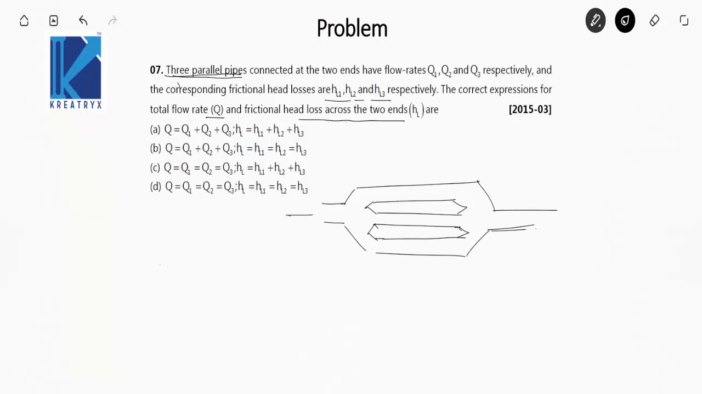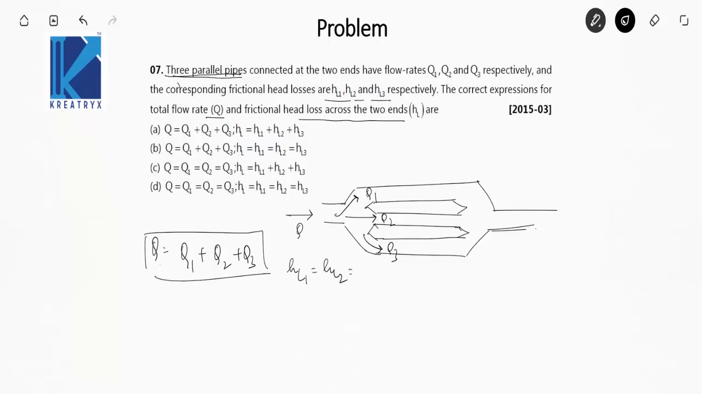So this is Q, this will be Q1, the flow rate going here will be Q2 in the second pipe, and in the third pipe it will be Q3. From the figure it is clearly shown that Q is equal to Q1 plus Q2 plus Q3. And in a parallel pipe combination, we know that HL1 is equal to HL2 is equal to HL3. That is, the head loss in all these three pipes will be equal.